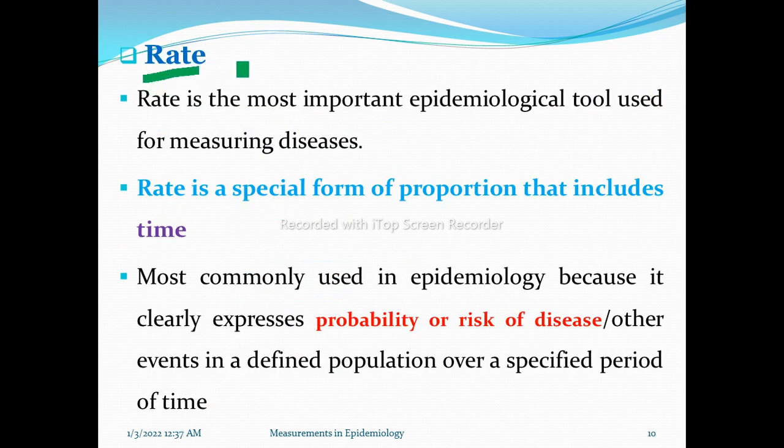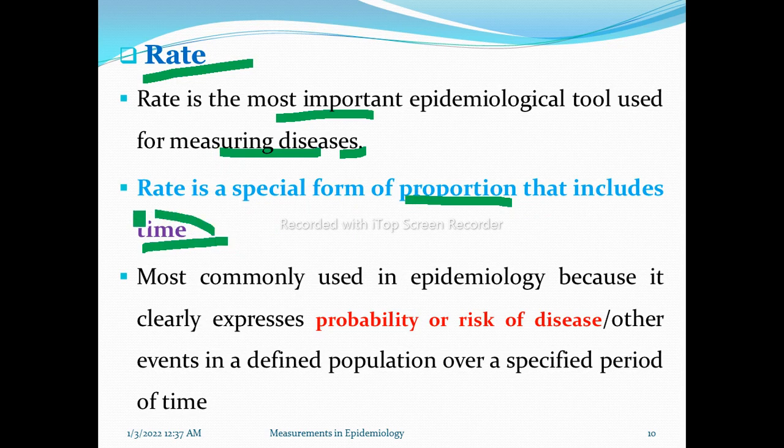The third one is rate. Rate is the most important epidemiological tool used for measuring disease. Why does rate make it the most important? Because a rate is a special form of proportion that includes time. That's why a rate includes a time period. Otherwise, rate and proportion are similar, but the time dimension is included in the rate.